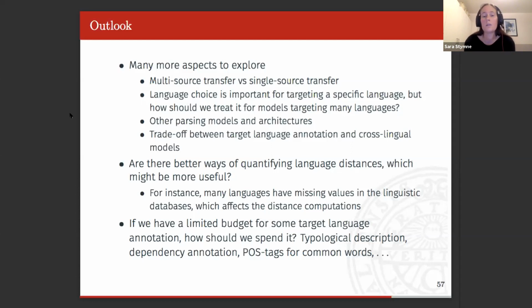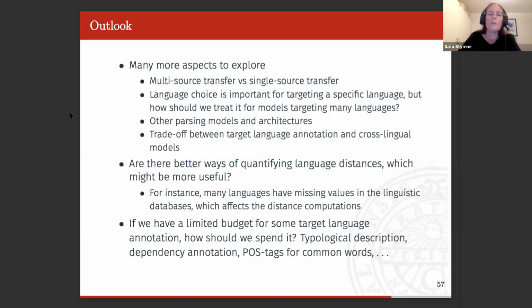You could look at other parsing models and architectures. And it's also interesting, I think, the trade-off between target language annotation and cross-lingual models. We saw that there was some variation between the zero-shot and the joint models, for instance. And how does this vary when you have a little data and when you have more data? Eventually, when you have enough data, it's probably better just to use the monolingual model. But where is that point? It's also an interesting question.